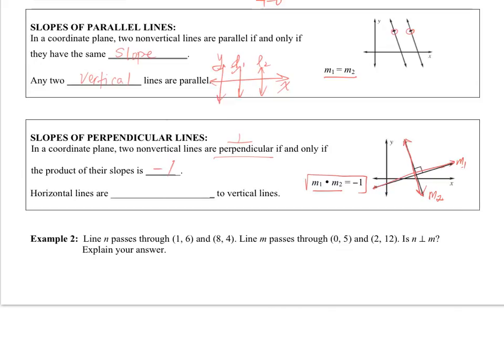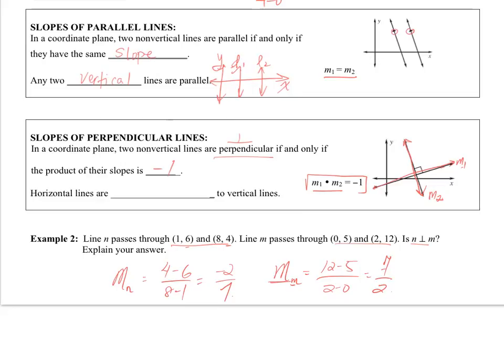Example 2, line N passes through the points (1, 6) and (8, 4). Line M passes through the points (0, 5) and (2, 12). Is N perpendicular to M? Explain your answer. So for line N, I'm going to find the slope. 4 minus 6 over 8 minus 1, which is -2 over 7. And for line M, I'm just going to do a little m here, which is different from the big M, which stands for slope. 12 minus 5 over 2 minus 0, which is 7 over 2.